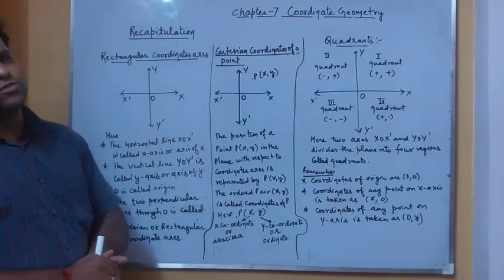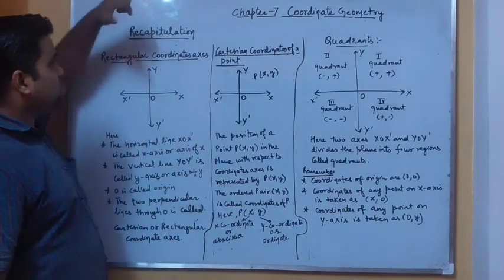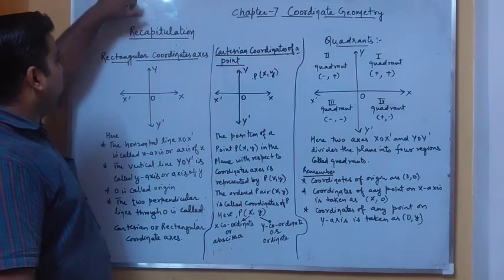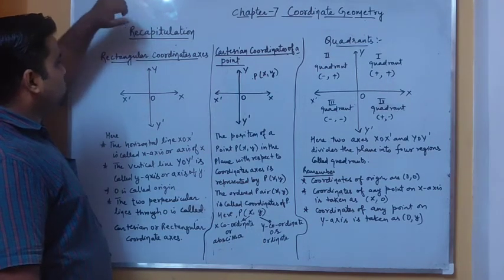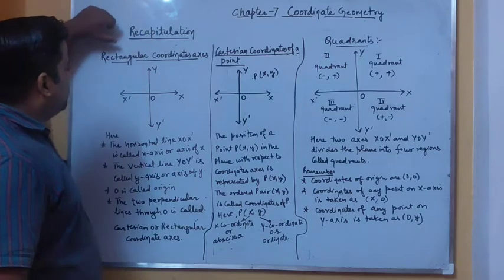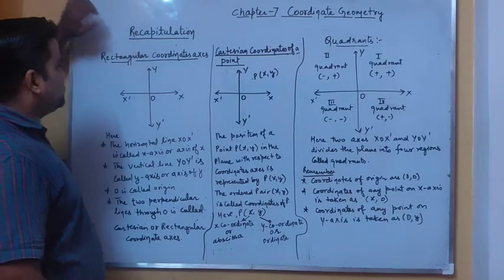So let us come on chapter number 7, coordinate geometry. Before starting this chapter, we need to revise or recapitulate some topics of coordinate geometry which you have studied in 9th class. First is the rectangular coordinate axis.